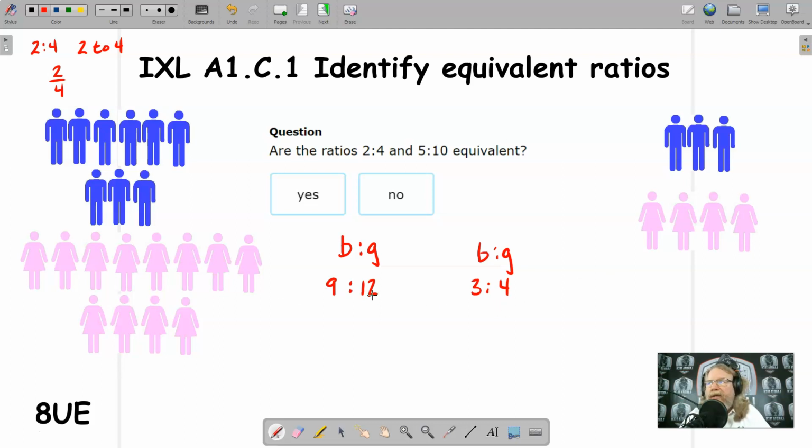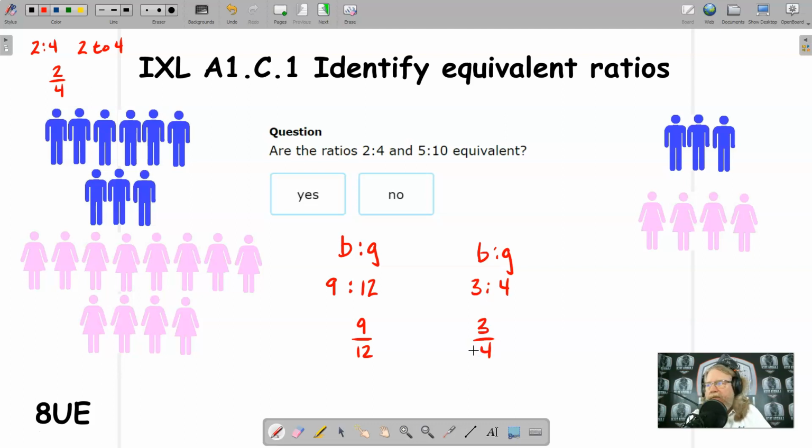Now, are these 2 ratios equivalent to one another? Well, it's easier to compare things if they are fractions. We've compared fractions before to see if they are equivalent. So let's rewrite these ratios as fractions. Instead of 9 colon 12, we're going to write 9 over 12. We still read this as 9 to 12. And over on the right, 3 to 4, we're going to write as 3 over 4.